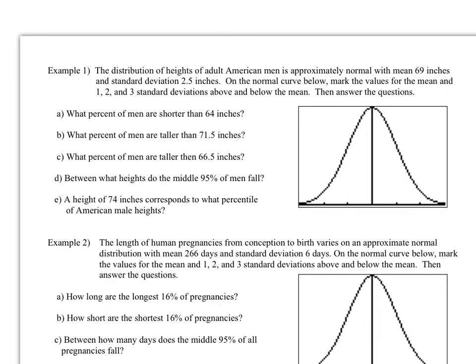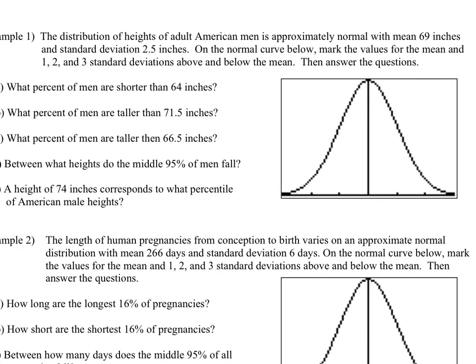All right, so let's look at this first example. Here is a naked normal curve. The distribution of all heights of all American men is approximately normal, with a mean of 69 inches and a standard deviation of 2.5. So these two numbers I have to identify. I go to my picture and I label this as 69. And then I add a standard deviation, which means what's 69 plus 2.5? 71.5. Add 2.5 again, what do we get?